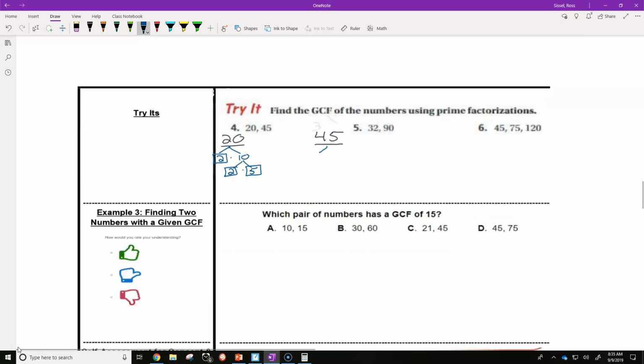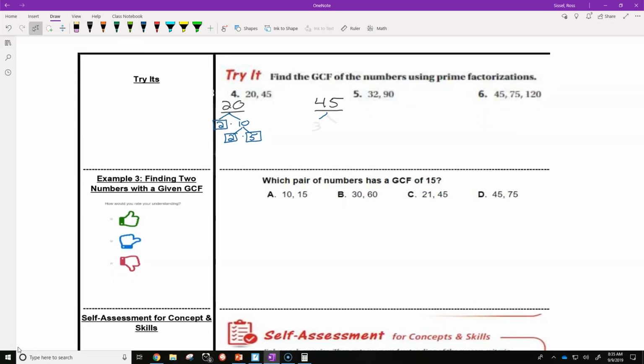Why is this writing really, really small or something? You can barely see it. I'm not sure.